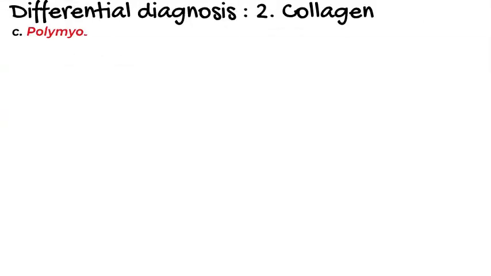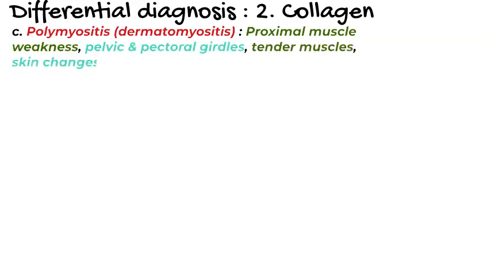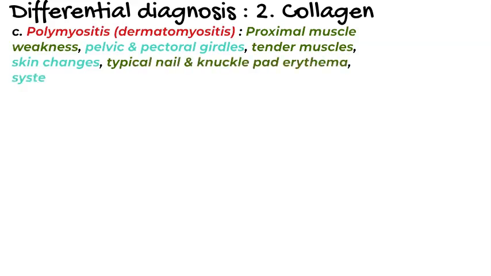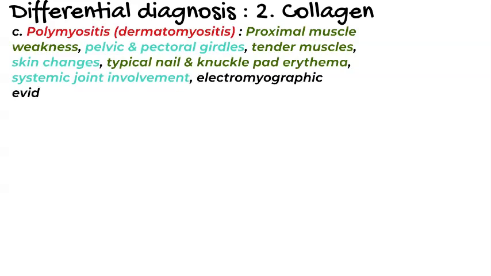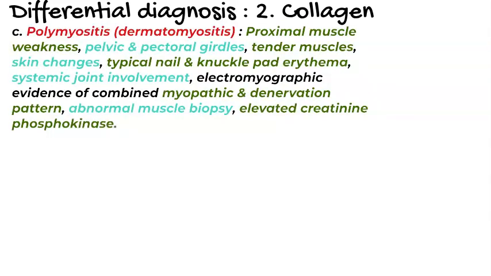C. Polymyositis, dermatomyositis. Patient presents with proximal muscle weakness, pelvic and pectoral girdle pain, tender muscles, skin changes, typical nail and knuckle pad erythema, systemic joint involvement, electromyographic evidence of combined myopathic and denervation pattern, abnormal muscle biopsy, elevated creatine phosphokinase.